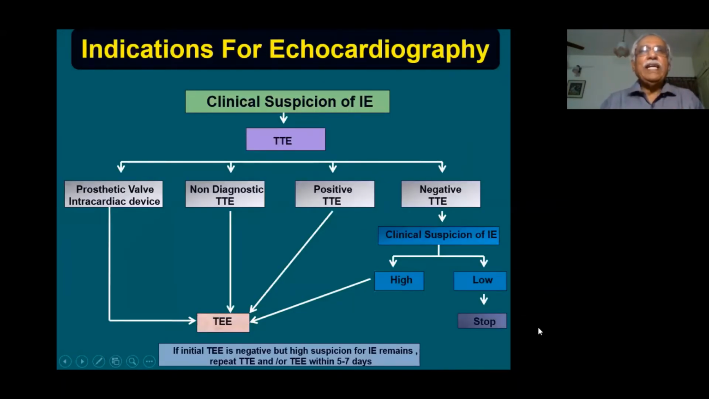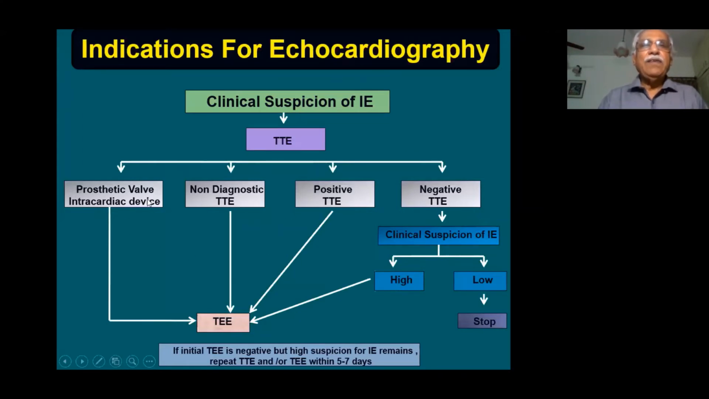So this is the flow diagram for diagnosing infective endocarditis. First, do a transthoracic echo. If it is positive, or even negative, if there is a clinical suspicion, you can go ahead with a transesophageal echocardiogram. If the suspicion is low, then we can stop with transthoracic echocardiogram itself. If the suspicion is high, it is always better to do a transesophageal echocardiogram.